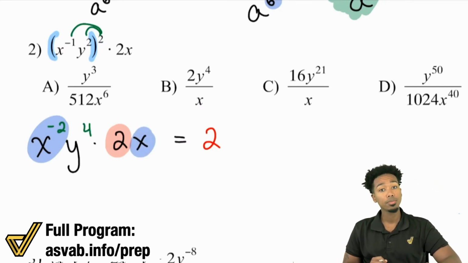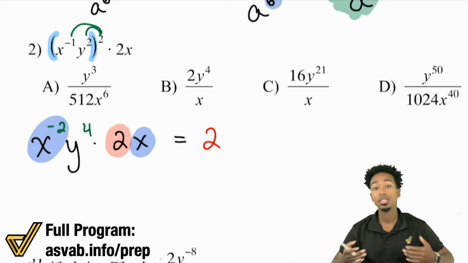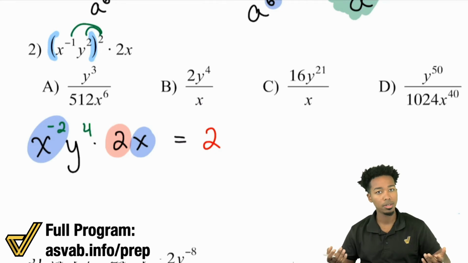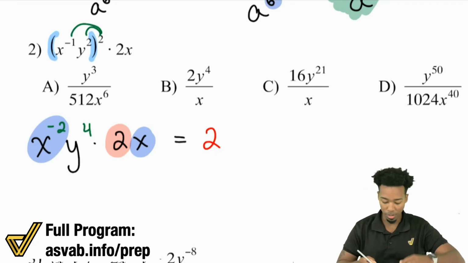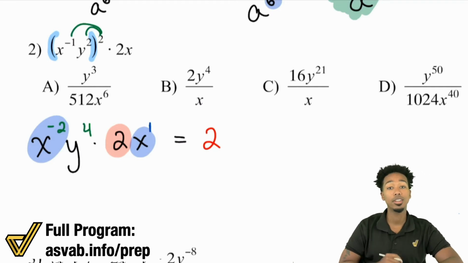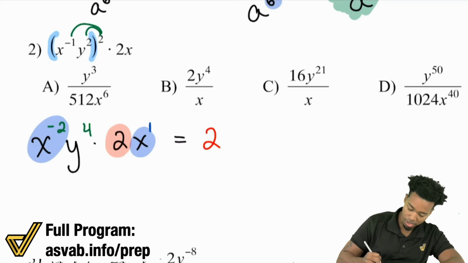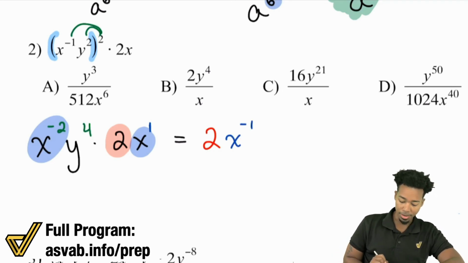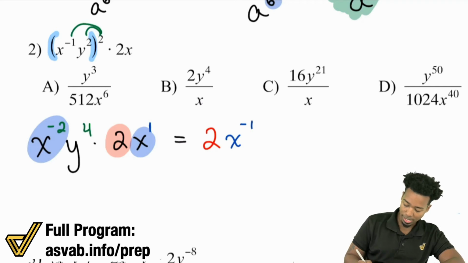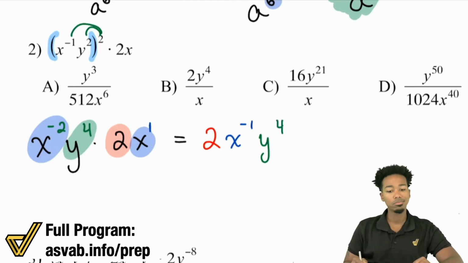So what do we do? Again, apply your product of powers law. Here what we'll have is negative 2 plus 1, because remember, you add those exponents, and if you don't see an exponent, the exponent is always 1. So here we have negative 2 plus 1, which will end up becoming negative 1. And then we have y to the power of 4. Like I said before, nothing happens there. It just stays as is because there's no other y, just like with the 2, and we're good.